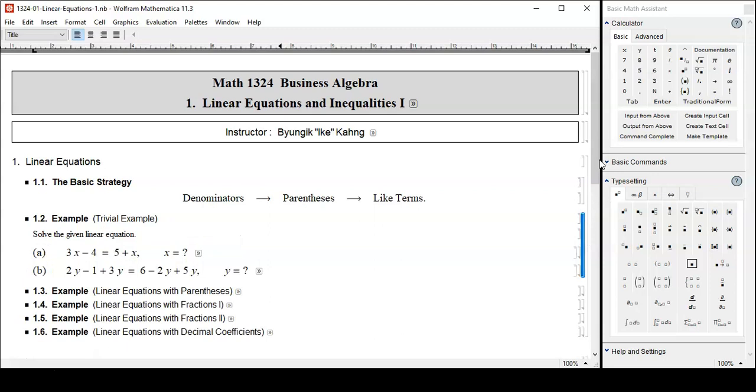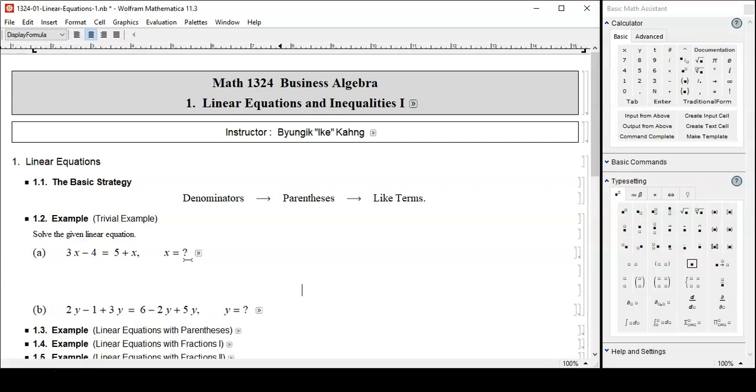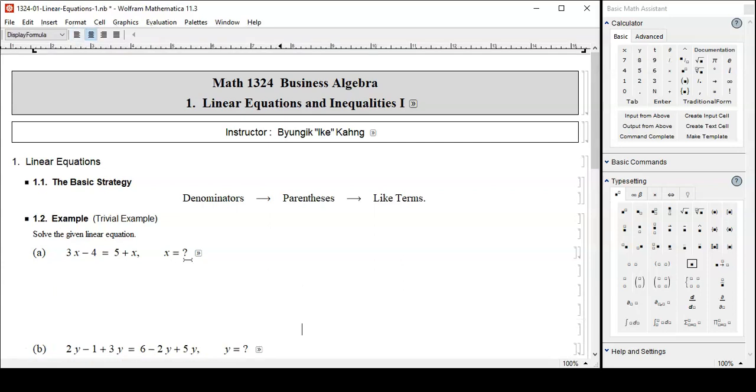Well, let's begin with some trivial examples. And these are, what can I say, literally trivial. So I'll try to do this as quickly as possible. Let's see, it goes like this: 3x minus 4 equals 5 plus x. And please note that 3x here and this x, these two are like terms, so I use the same color. And then negative 4 and 5, these are like terms.